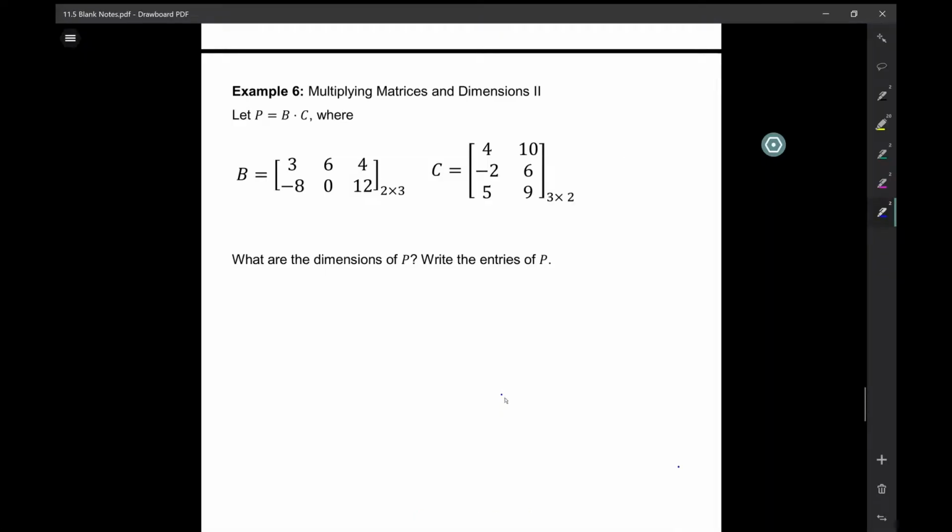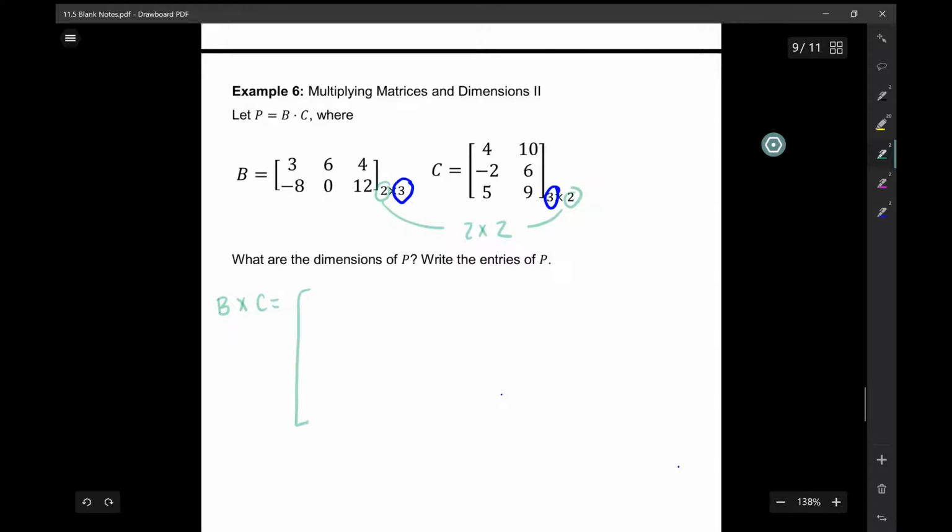All right, let's try another example of multiplying matrices. Let's find matrix P, which is the product of B times C. And we know we can multiply these because the inner dimensions are both 3. Before we even multiply, what are the dimensions of P going to be? Well, we look at the outer dimensions. It's going to be 2 by 2, right? The product will be 2 by 2. Let's give this a try. B times C equals.